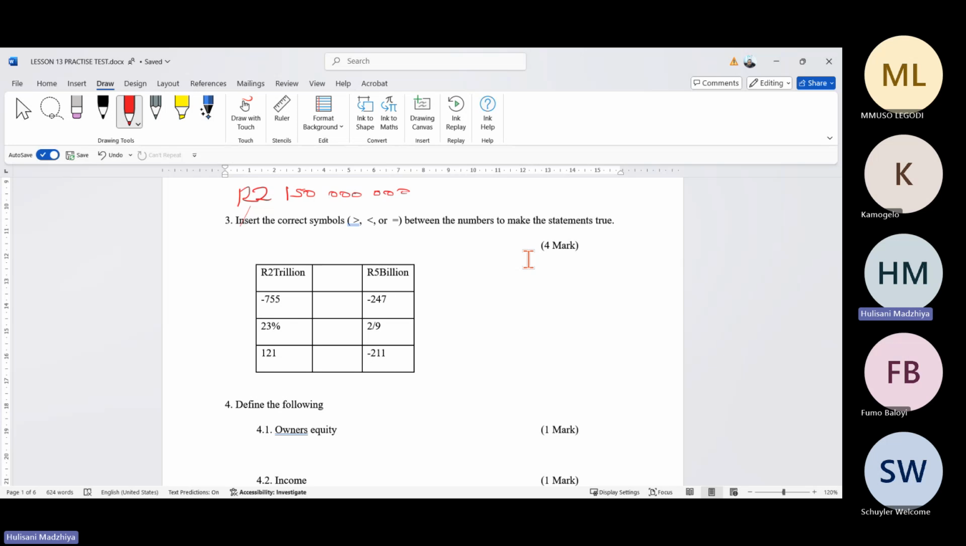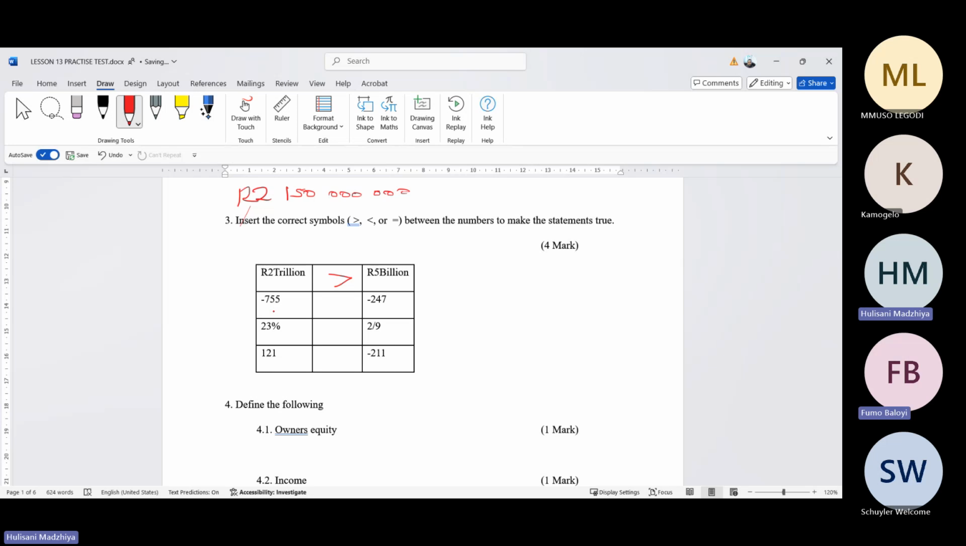On number 3, it says insert a symbol, which can either be greater than, less than, or equal to, between the numbers to make a statement. 2 trillion and 5 billion. So we have to either put greater than, less than, or equals to. Normally 2 trillion is actually bigger than your 5 billion.